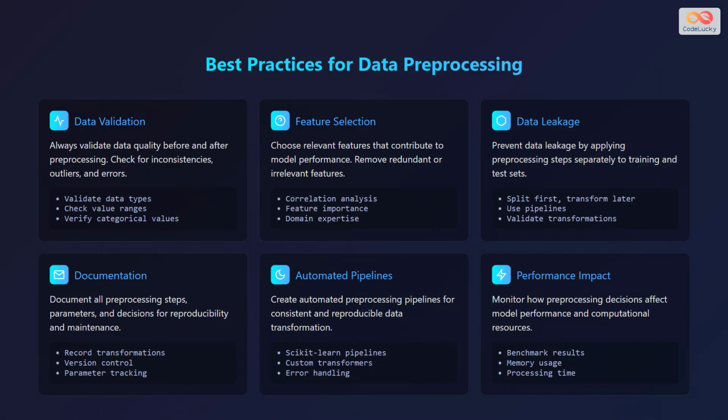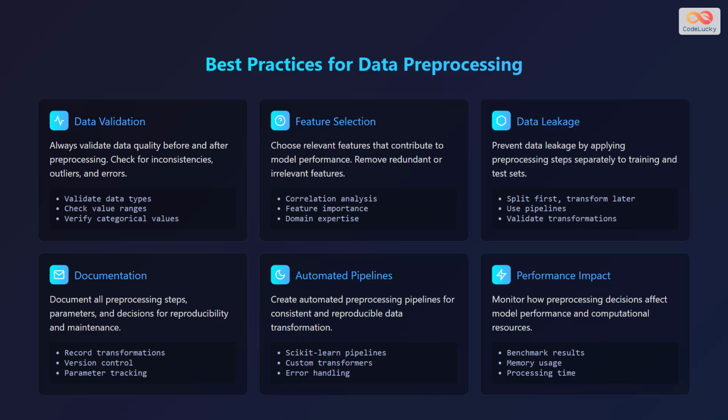In this section, let's explore the best practices for data preprocessing. Firstly, data validation. Always validate data quality before and after preprocessing. Check for inconsistencies, outliers, and errors. Examples of data validation are: validate data types, check value ranges, and verify categorical values.